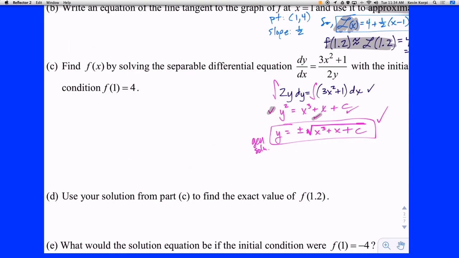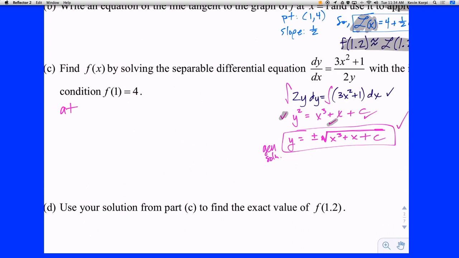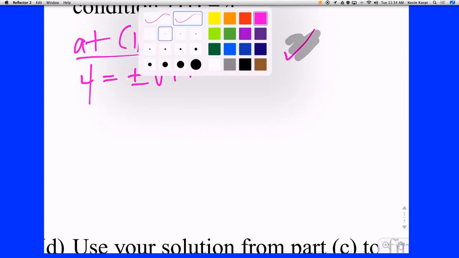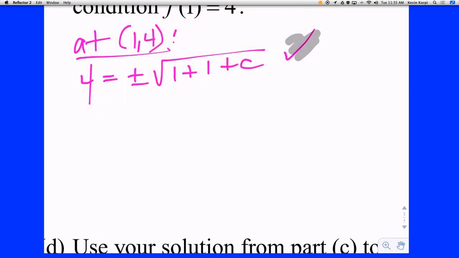Now the initial condition is f of 1 equals 4. So we'll say at the point (1, 4), I'm going to set it equal to 4, and I get plus or minus the square root of 1 plus 1 plus c. That earns a check right there immediately. As soon as you're using the initial condition, plugging it into your general solution, you're earning a check. All right, so how would I solve for that? What would I do to both sides? To get rid of the radical on the right, I have to square both sides, right? And it's still plus or minus there. So I get 16. But what happens when you square the plus or minus?